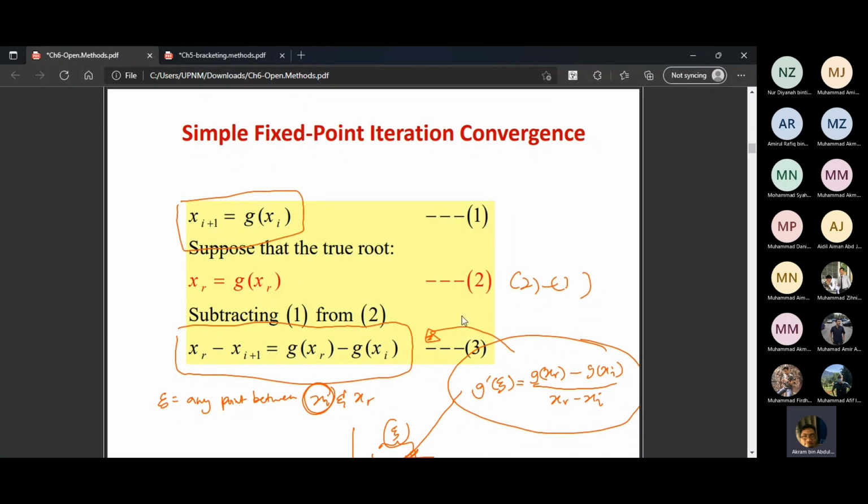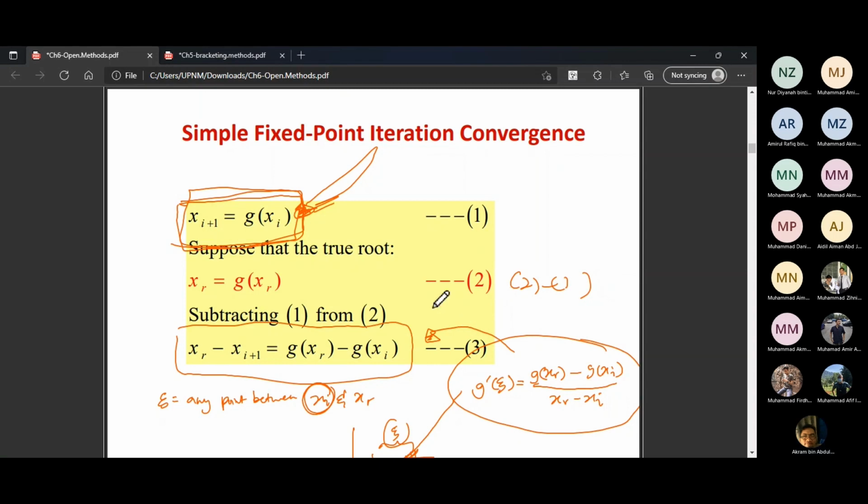Okay, so for fixed point iteration, this is the main formula, where the next point of x is equal to the function g of xi. For simple fixed point, we will use this equation. So we need to find what g of x is, and by using the old value of x, we can find the next value of xi.